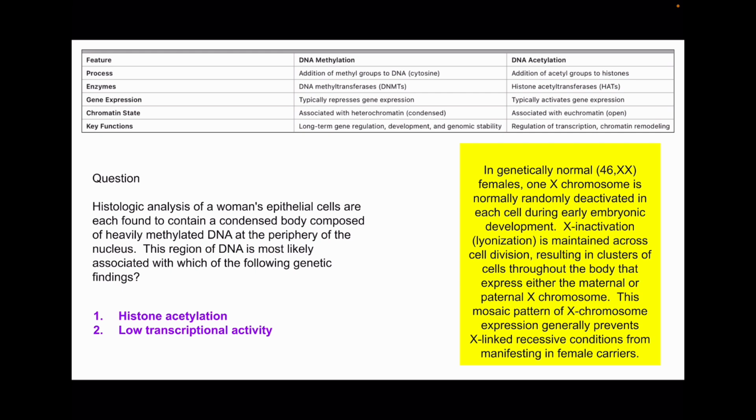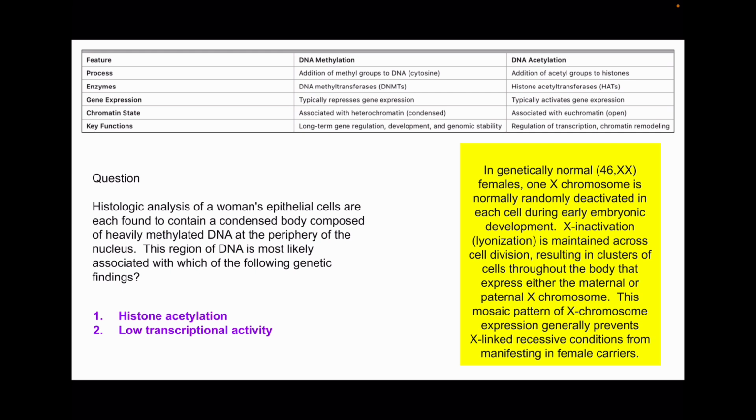So let's look at the features of DNA methylation and DNA acetylation. Then we'll move on to some questions. I think I have about 2 in this presentation. The process is the addition of methyl groups to DNA, which is added to cytosine in DNA methylation, and there's an addition of acetyl groups to histones in DNA acetylation.